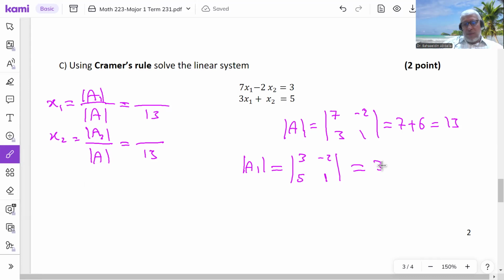Okay, 3 minus -2 times 5, -10, so +10. So it's 13. So 13 over 13, that's 1.